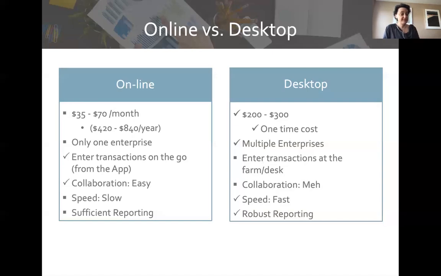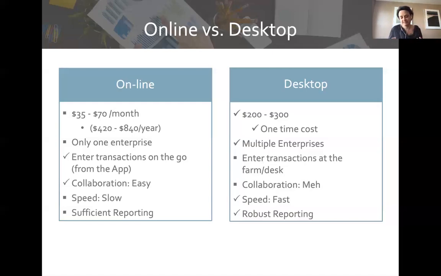Because it's on the internet, it can actually be a little bit slower. And especially for farmers that live in rural areas where internet is not quite as robust as it is in more urban areas, that speed can really get you down. It gets me down, I'll be honest with you. And further, each transaction, every time you hit enter, it needs to upload into the cloud and then refresh the page. So it just generally slows things down on the online version. And I find that the reporting on the desktop version is a little bit more robust.